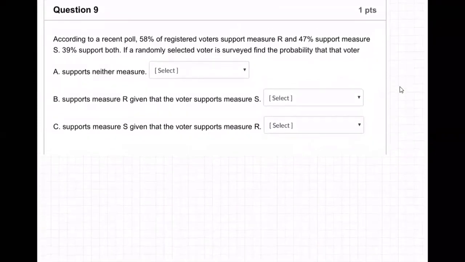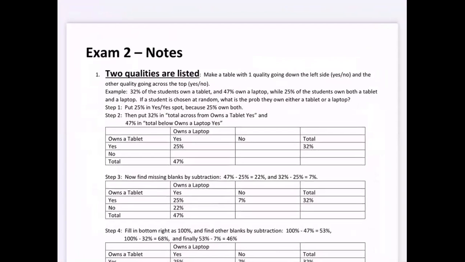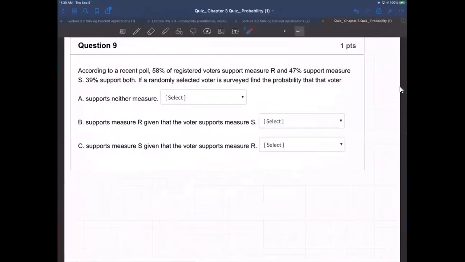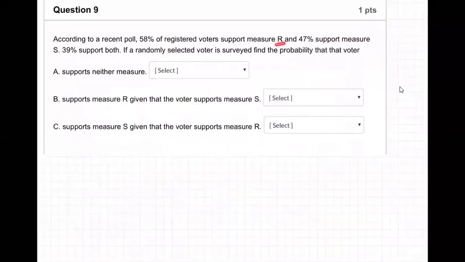So how do I know that I need to make a table? Look at the notes. What does it say right up here at the top? Two qualities are listed. That's how you know. What do you mean two qualities are listed? See what it says? It's whether you support measure R and measure S.